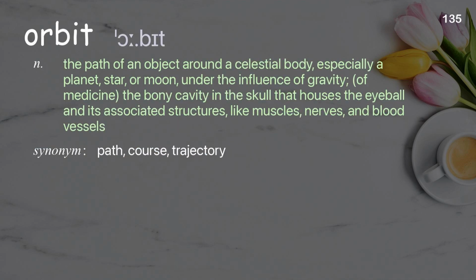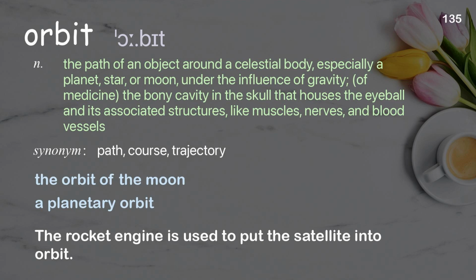Orbit. The path of an object around a celestial body, especially a planet, star, or moon, under the influence of gravity. In medicine, the bony cavity in the skull that houses the eyeball and its associated structures, like muscles, nerves, and blood vessels. Examples: The orbit of the moon. A planetary orbit. The rocket engine is used to put the satellite into orbit.